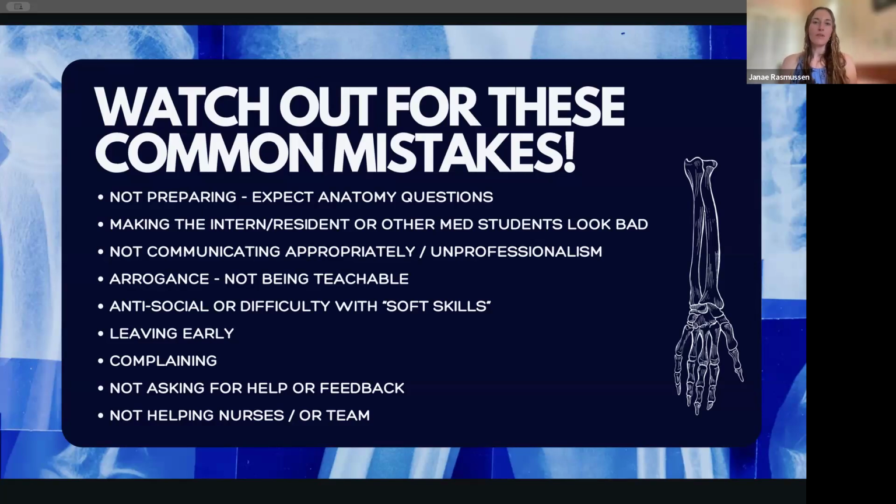Those are very simple things that can make you stand out and showcase that you know that you're not above anyone else. And even as a resident, I help with turning over the rooms. Just because now you become a resident or you become an attending does not make you better than your OR nurses or anyone else that you're working with.